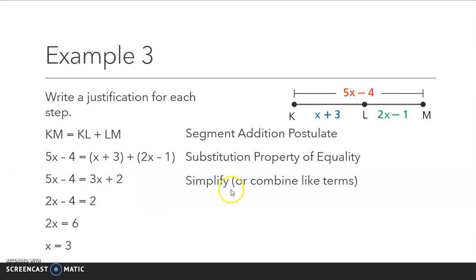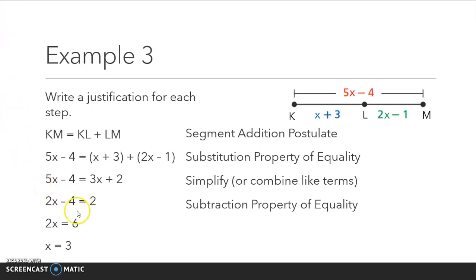Okay, now that we've established what they did in this step, let's see what changed to the next step. Notice the 5x turned into a 2x, and the 3x disappeared from here. So think about what they could have done. How can I get the 3x to this side? Well, I would subtract it from both sides. So this would be the subtraction property of equality.